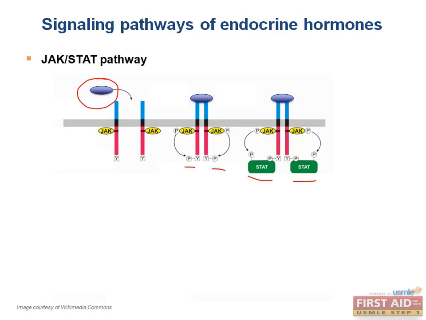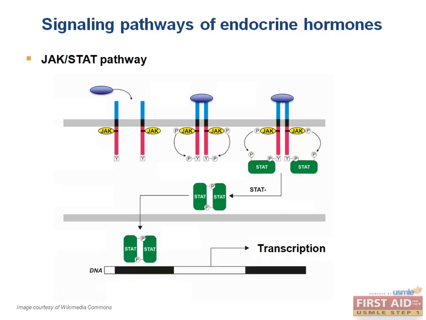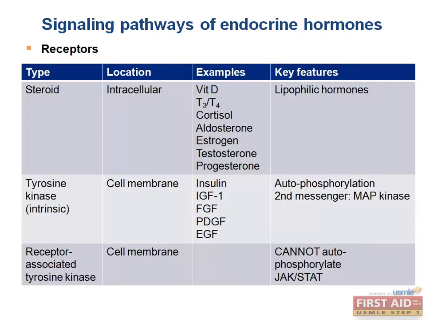When there are two phosphorylated STAT proteins, they will bind to each other and go to the nucleus, where they bind to DNA and promote gene transcription. Hormones that use the receptor-associated tyrosine kinase include prolactin, growth hormone, and cytokines.